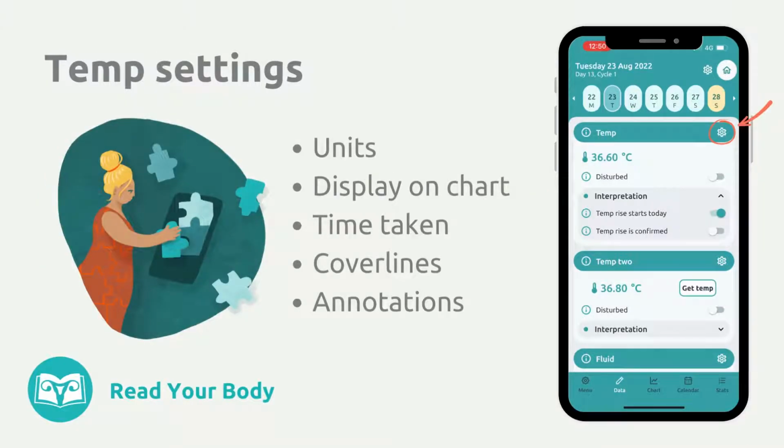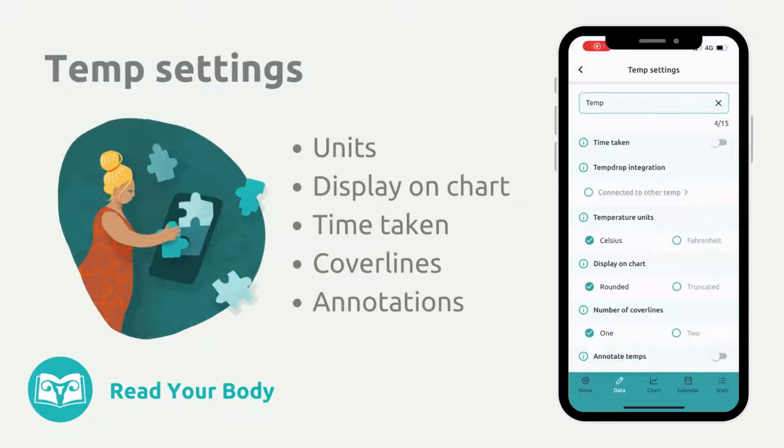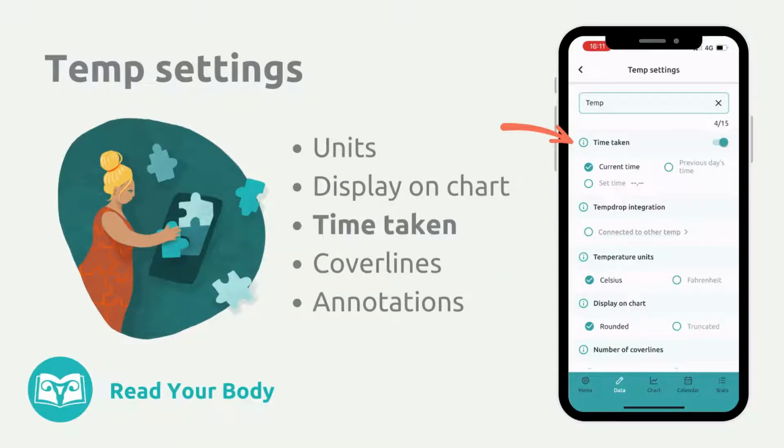To manage all of your temperature settings, tap the gear icon in the temperature card on your data screen. You can choose whether you prefer Celsius or Fahrenheit as your units, and whether you want your temperature readings to be rounded or truncated for display on your chart. If you want to record what time you wake up and take your temperature, you can enable this too.